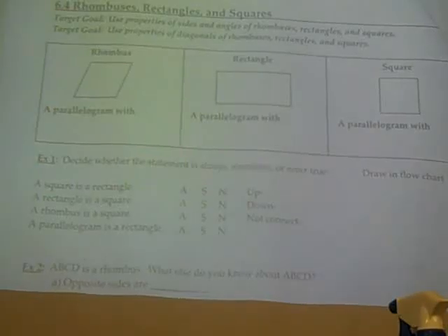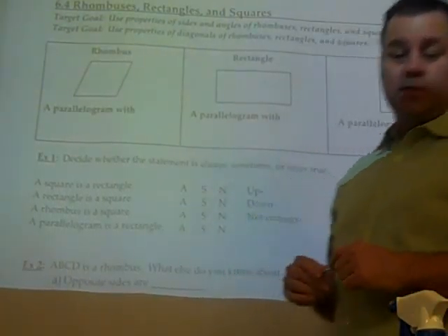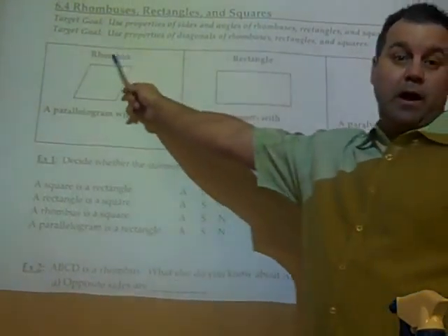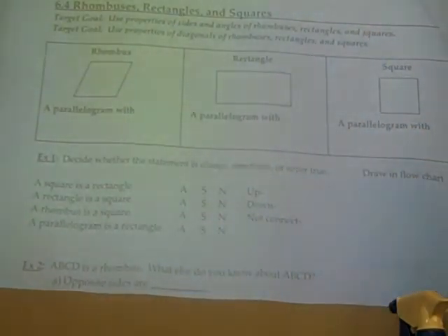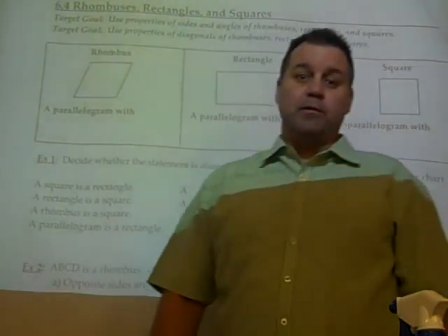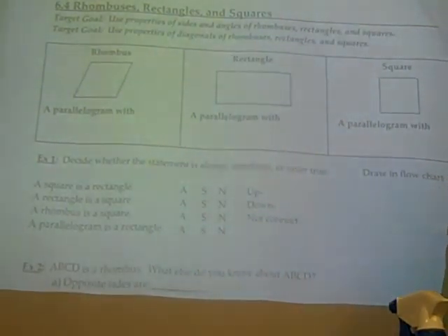Alright, today we're going to continue our talk about quadrilaterals. We're going to talk about three new quadrilaterals: the rhombus, the rectangle, and the square. Now originally we talked about the parallelogram. The parallelogram had 5 properties that went along with it.